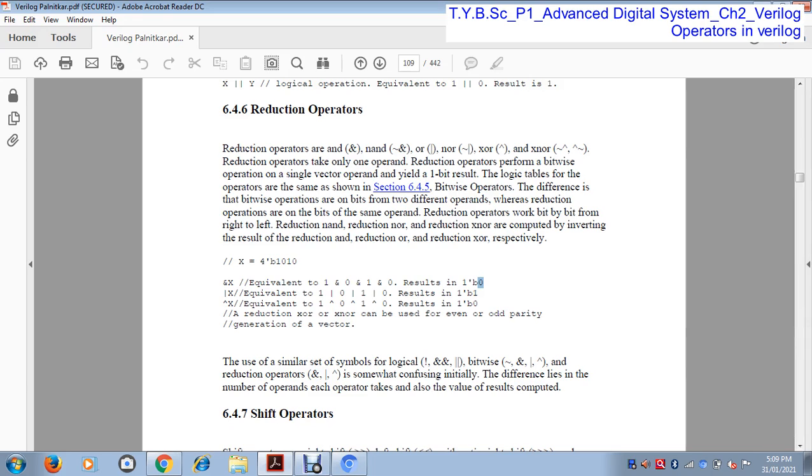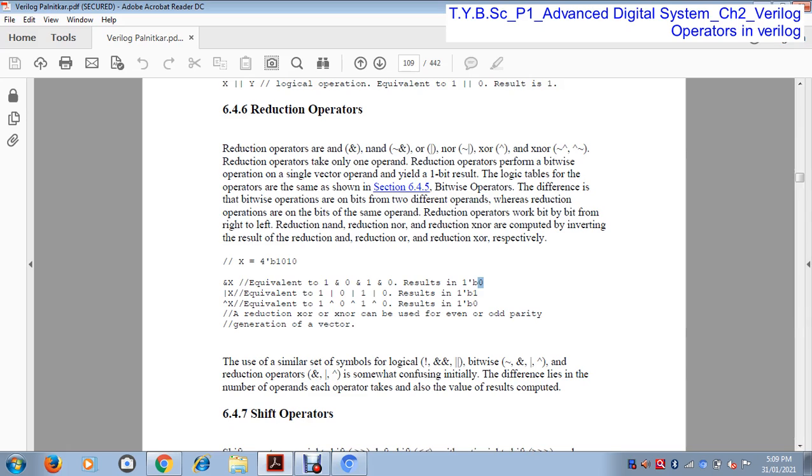So here we use multiplication, here we use addition. So 1 0 1 0: 1 plus 0 is 1, 1 plus 1 is 1, 1 plus 0 is 1. So the result is 1. That means it is also a 1 bit.